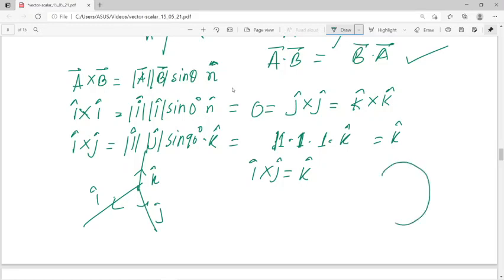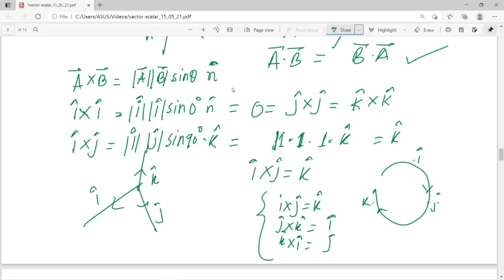If you want to remember it like that, say this is I cap, this is J cap, and this is K cap. If we move in that particular direction, I cap cross J cap equals K cap, and again J cap cross K cap gives you I cap. Similarly, K cap cross I cap gives you J cap. So you can find that there.